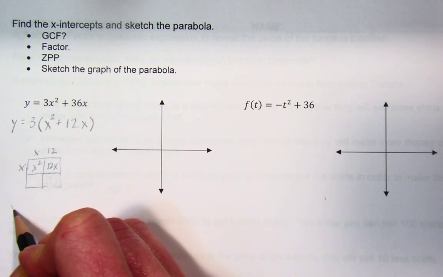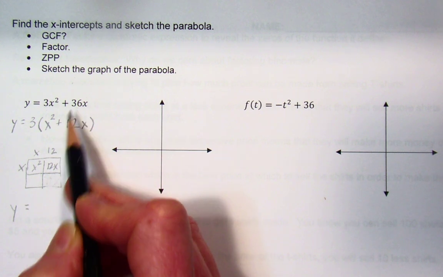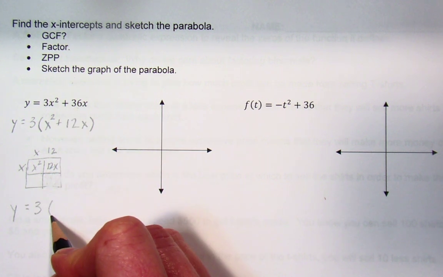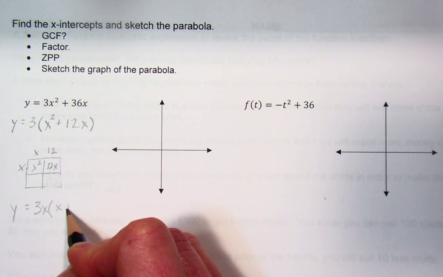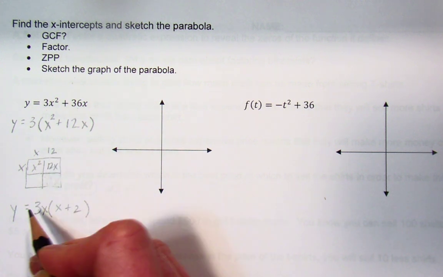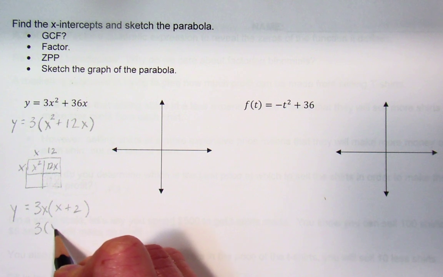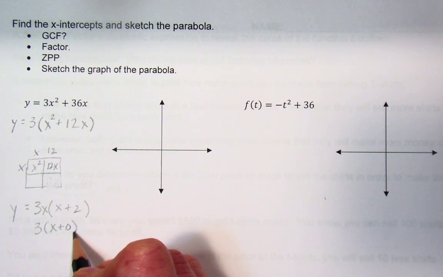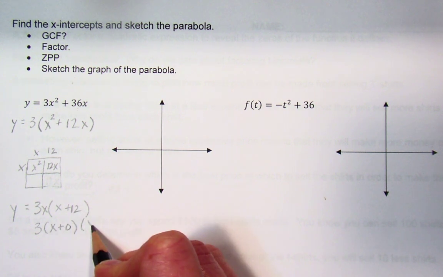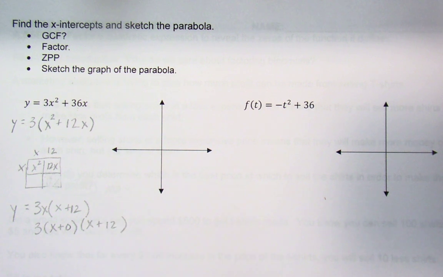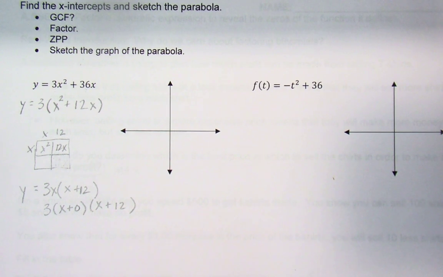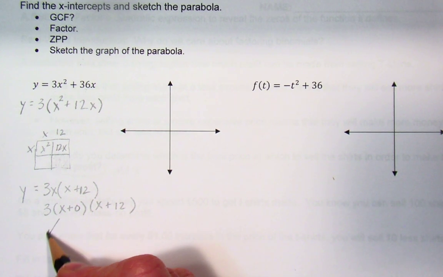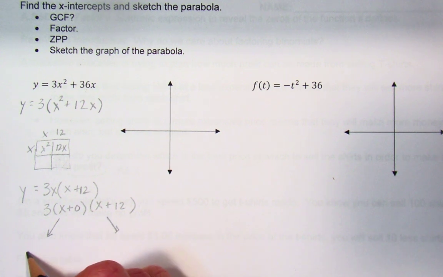So my factors, if I rewrite this equation in factored form, the GCF goes first, then the x, and then x plus 12. Now you could also think of this as 3 times x plus 0 times x plus 12. That would be okay. Now I'm going to use the zero product property. I take each one of these factors, this one and this one.